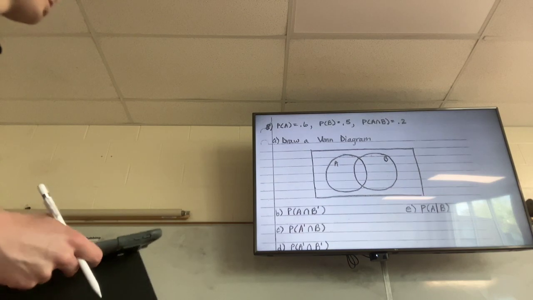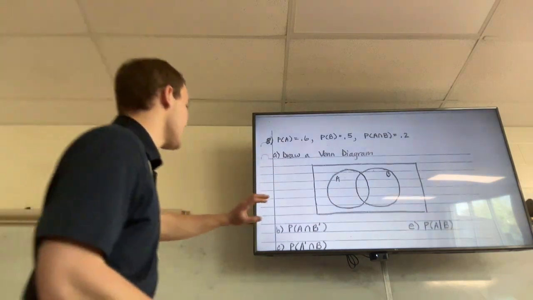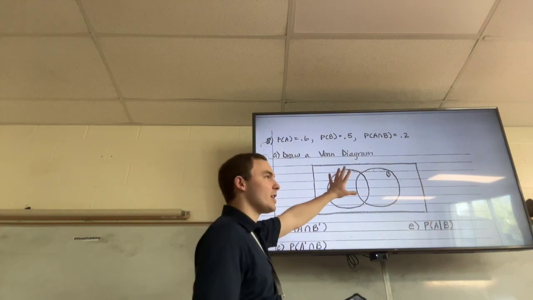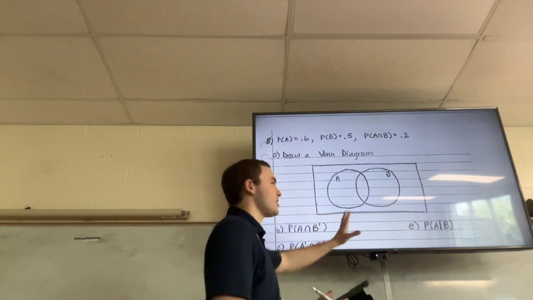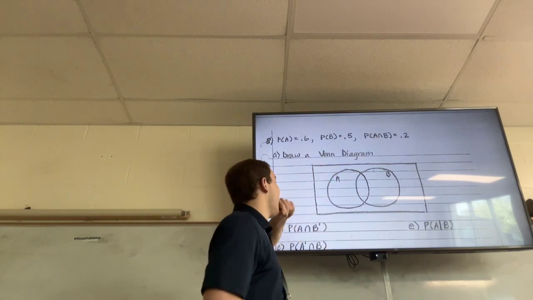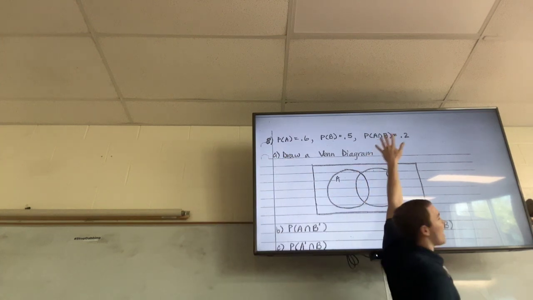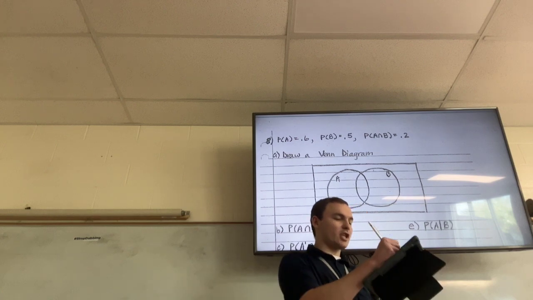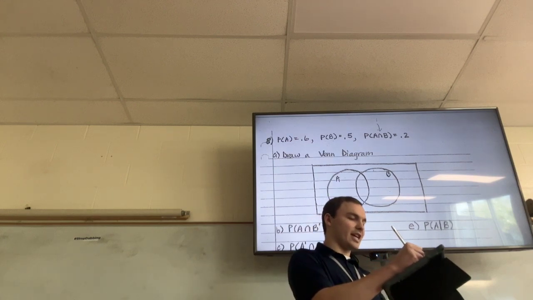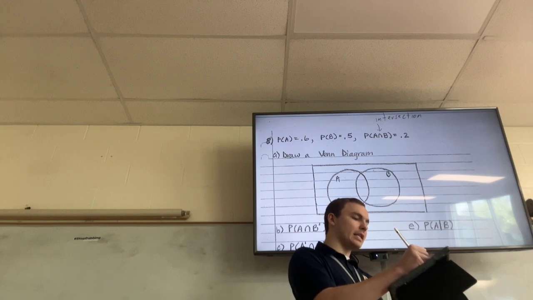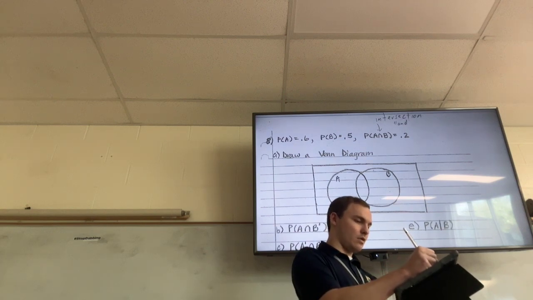So we're gonna draw a Venn diagram. The probability. Here's how you do this. I'm just gonna tell it to you step by step. Okay. That upside down U right there, that's called an intersection symbol. What it means is and, or both.